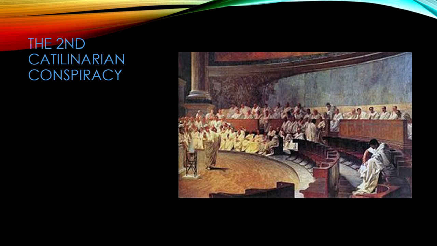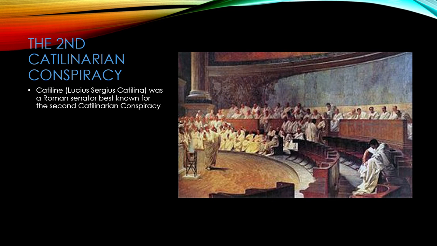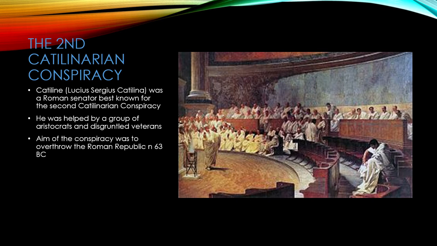The story from this chapter is also from Cicero. It is an adapted excerpt from his speech against Catiline. Catiline, Lucius Sergius Catilina, was a Roman senator best known for the Second Catilinarian conspiracy. In this conspiracy, he was helped by a group of aristocrats and disgruntled veterans. The aim of this conspiracy was to overthrow the Roman Republic in 63 BC.